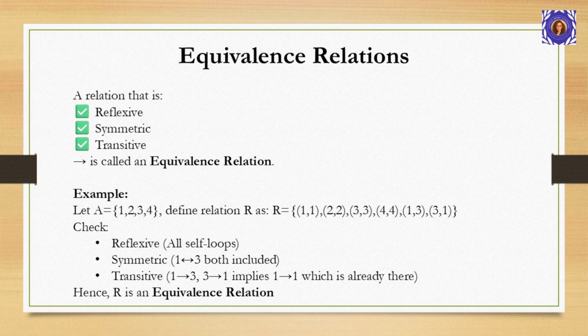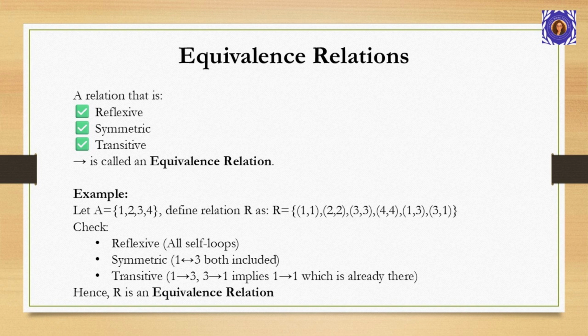Now we arrive at one of the most important and beautiful concepts in discrete mathematics: equivalence relations. These relations capture our intuitive notion of when things are essentially the same from some particular perspective. An equivalence relation is a relation that satisfies three properties simultaneously.